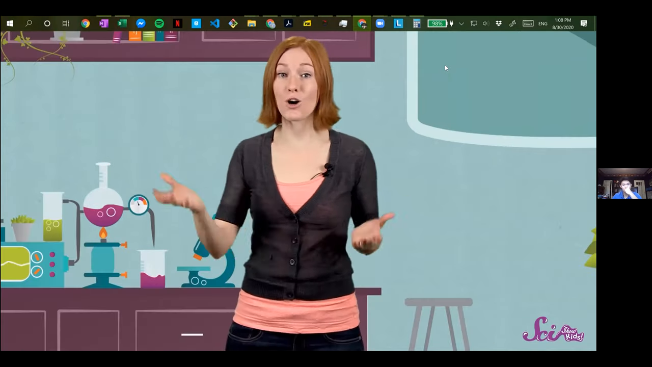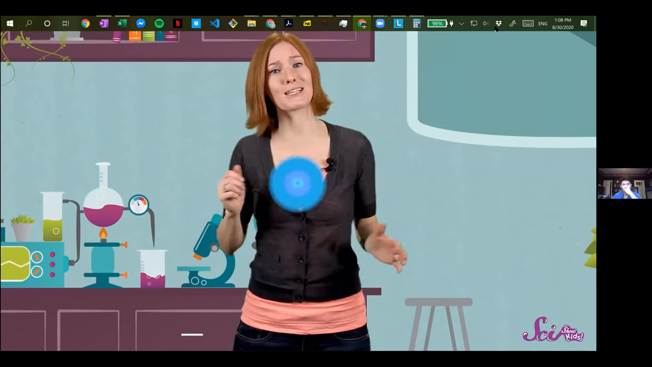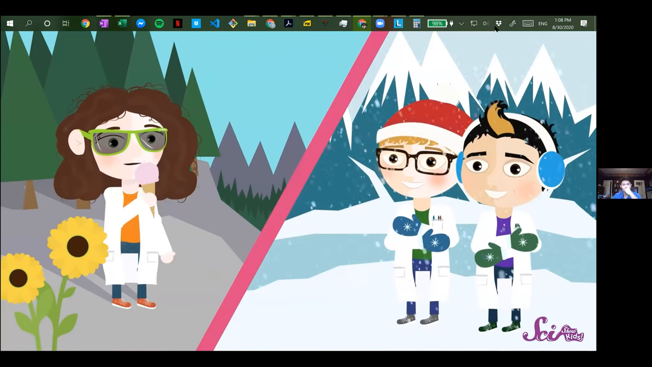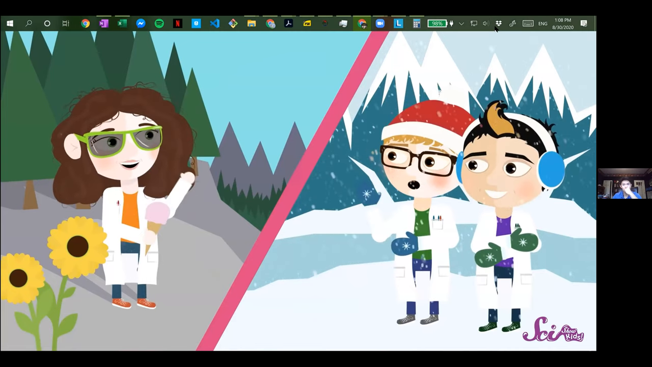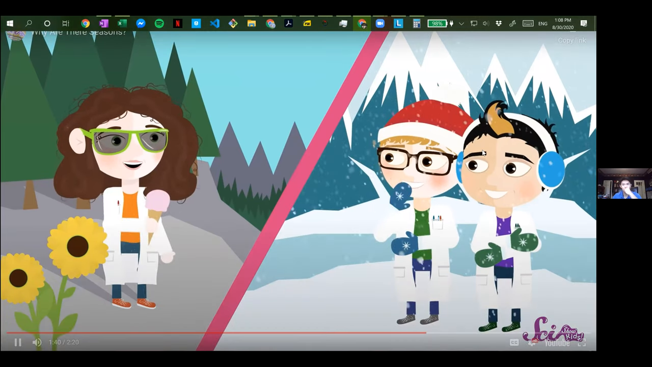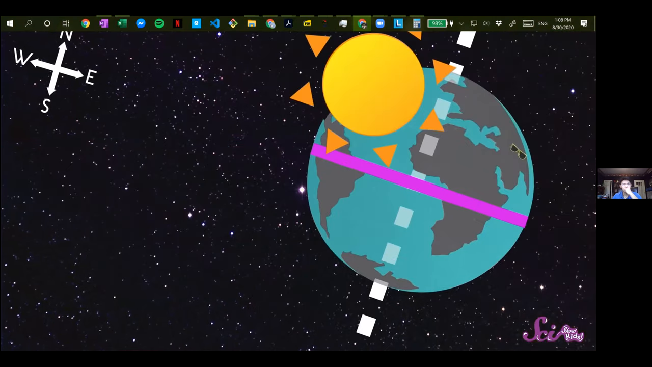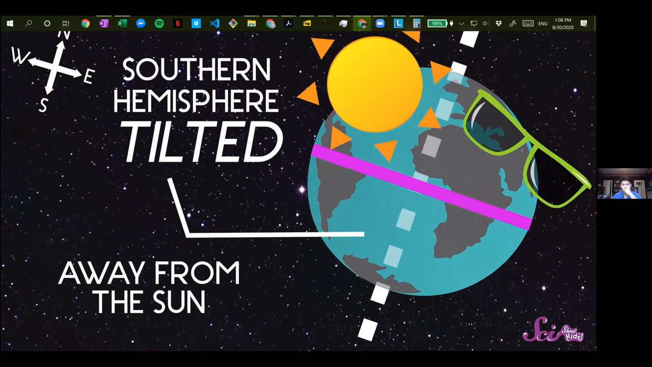But if the season also depends on where on Earth you happen to live, that means that not everyone experiences the same season at the same time. It can be summer in some parts of the world when it's winter in others, because those different parts of the planet are getting different amounts of sunlight. When the northern hemisphere is tilted toward the sun in the summertime, the southern hemisphere is tilted away.